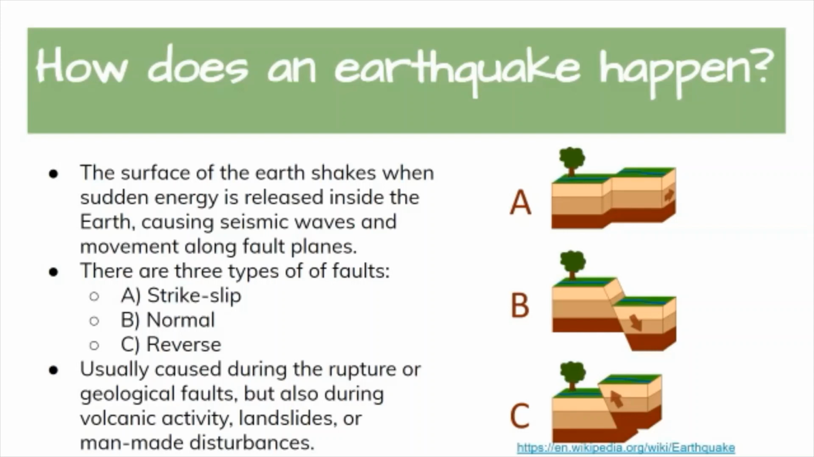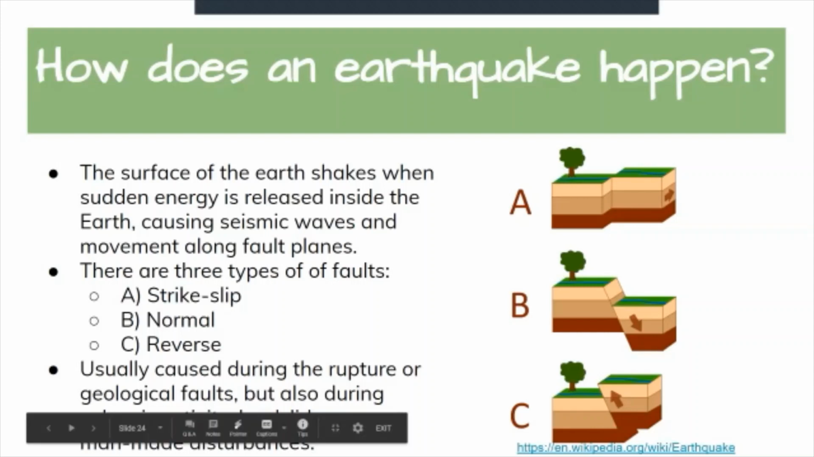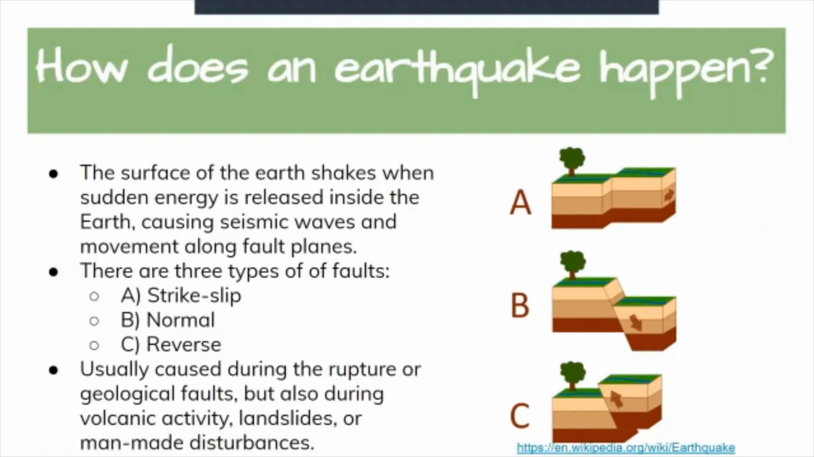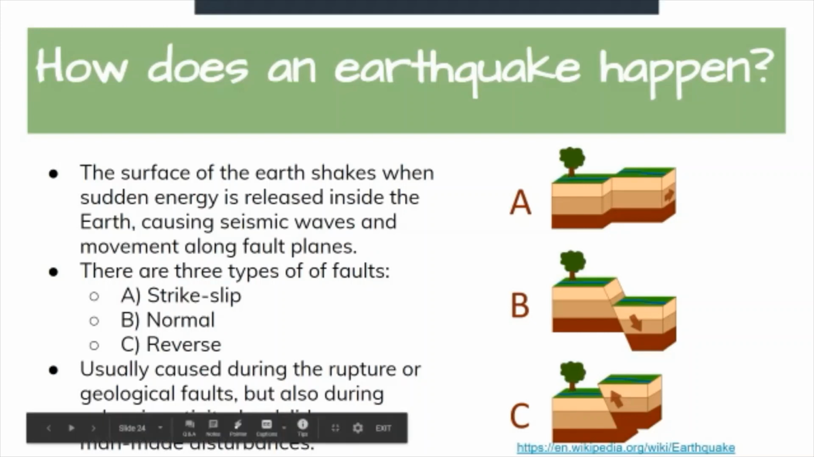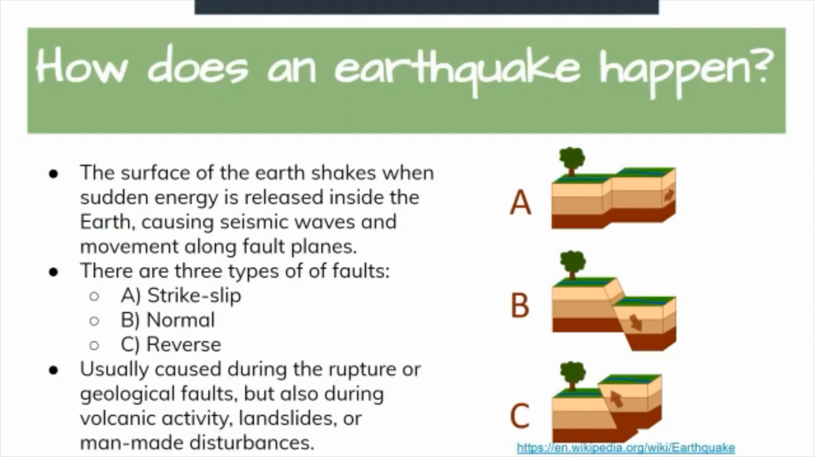Usually caused during the rupture of geological faults, but earthquakes also happen during volcanic activity, landslides, or even man-made disturbances. Some of the most famous earthquakes include the 1906 San Francisco, California earthquake. In 2011, there was a really bad one that hit Tohoku, Japan, which caused a lot of other tsunamis and environmental disasters. In 1960, there was the Valdivia Great Chilean earthquake, and this was the largest earthquake ever recorded, which was a 9.4 to 9.6 on the moment magnitude scale. And this one resulted in tsunamis that affected southern Chile, Hawaii, Japan, the Philippines, eastern New Zealand, Southeast Australia, and the Aleutian Islands.